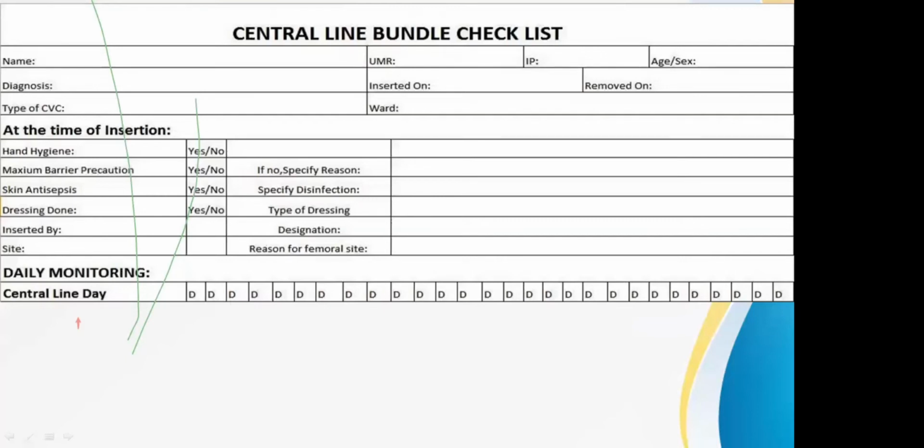So daily centerline days you need to count, for how many days it is picked up. That is how a patient is labeled, the denominator, this patient, and if there are other patients also, in this way we calculate the denominator.